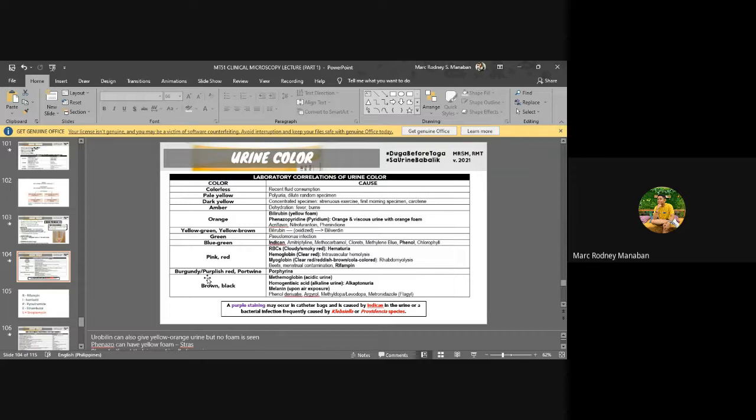All right, next you have phenol derivatives, argyrol, methyldopa, levodopa, and of course metronidazole against your amoebiasis drug. The urine can turn brown or black.